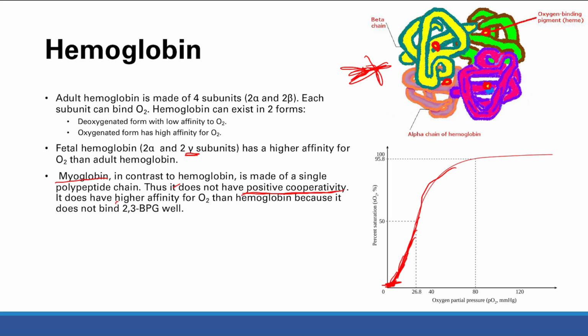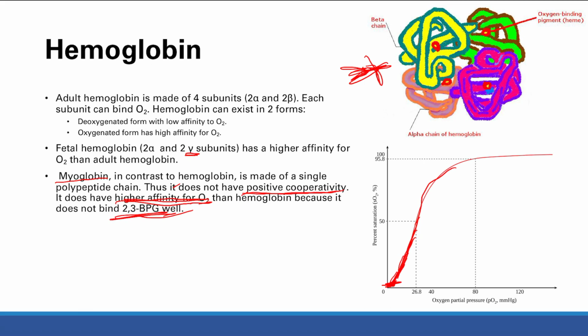However, the difference here is it does actually have a higher affinity for oxygen in general compared to hemoglobin. And the reason for this is that myoglobin does not bind to 2,3-BPG very well. 2,3-BPG, we're going to see this a few more times, so I'm going to explain this. 2,3-BPG plays a big role in helping hemoglobin release oxygen. So, if you have 2,3-BPG, you have decreased oxygen affinity. Myoglobin does not do this, so it binds to oxygen pretty strongly.